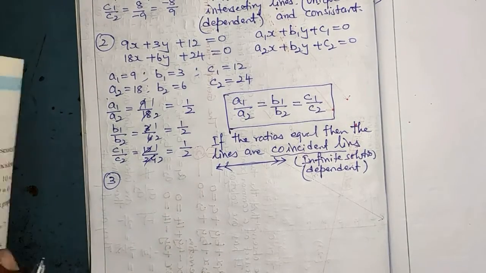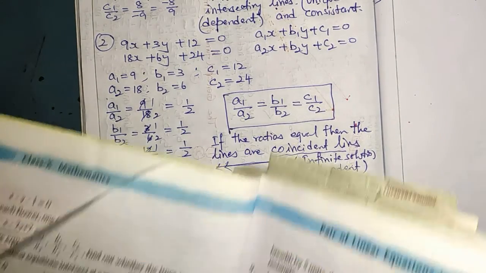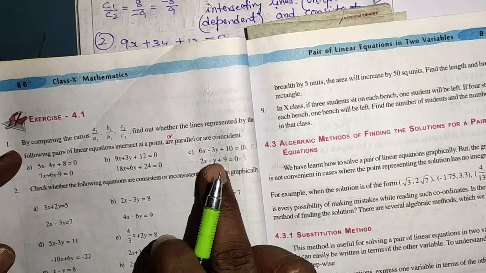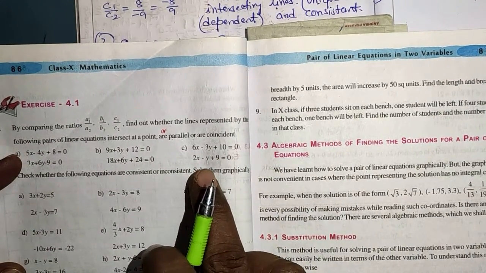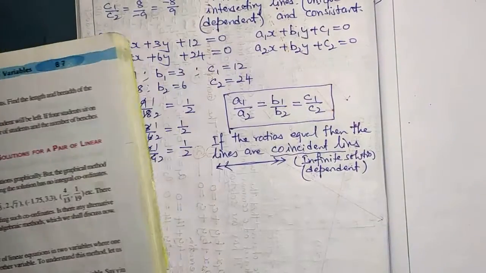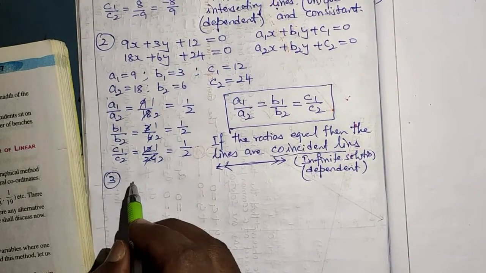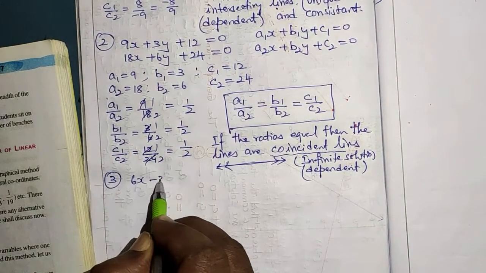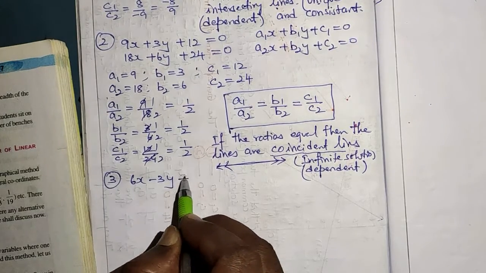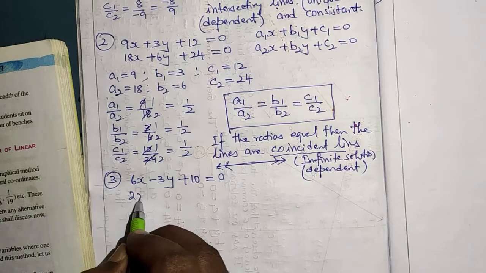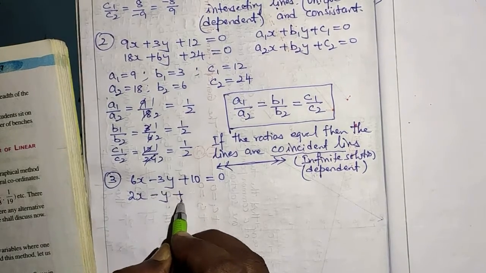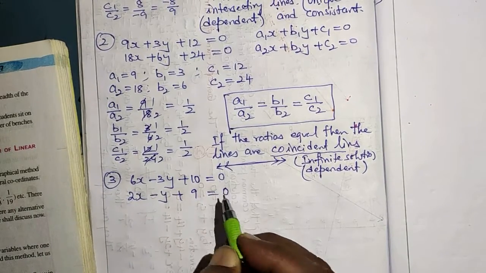See the third example in the textbook. What is the third example here? 6x minus 3y plus 10 is equal to 0. 2x minus y plus 9 is equal to 0. I will write the third equation. 6x minus 3y plus 10 is equal to 0. 2x minus y plus 9 is equal to 0.